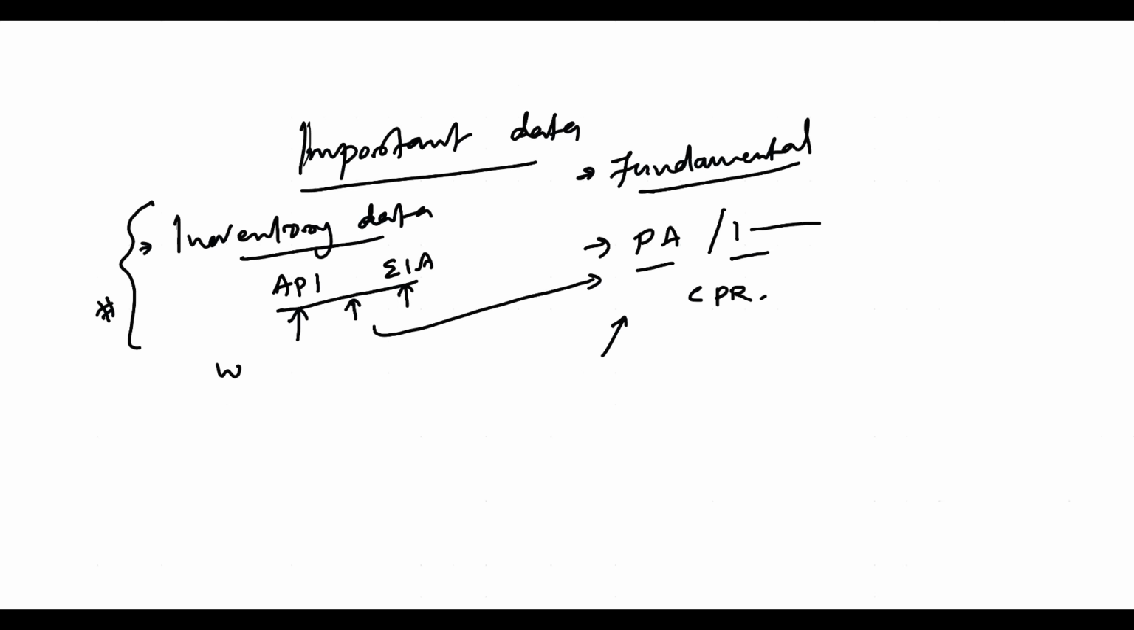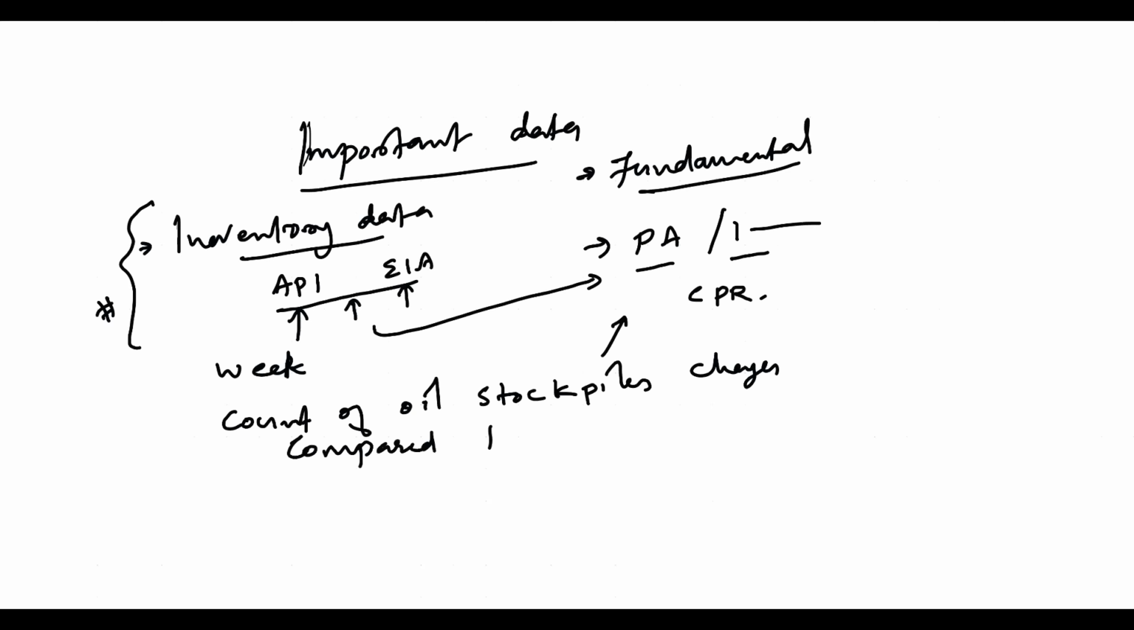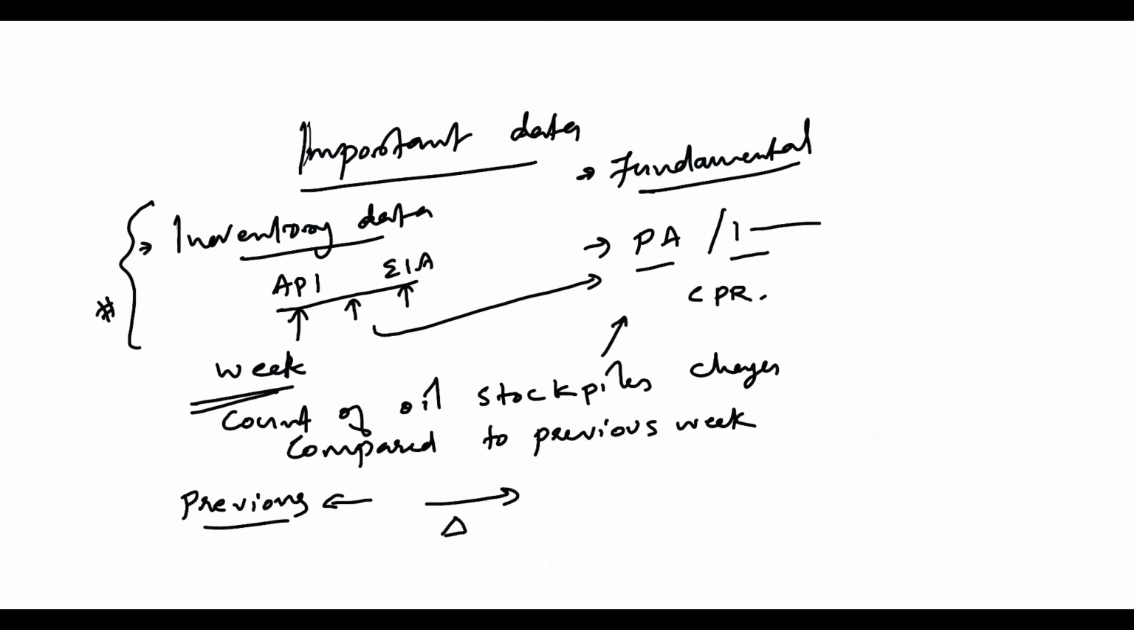Okay, and what it is actually telling you, so it is the count of, simply I'm just writing the definition, count of oil stockpiles changes compared to the previous week. So this report is published every week. So previous week you get the stock, and then now you will see the change. So I would simply put the symbol delta. So delta basically indicates the change. So it is nothing but count of oil stock changes compared to previous stock.